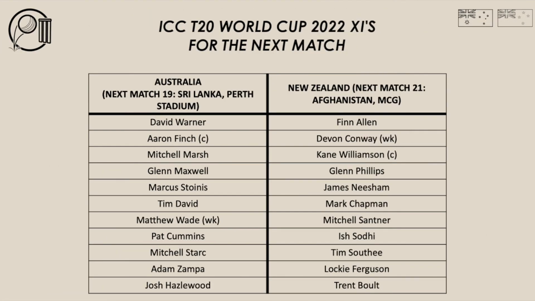Let's preview Australia and New Zealand's next matches of this ICC T20 World Cup for 2022 and talk about the potential 11s for both teams. We'll start with Australia. Their next match is against Sri Lanka. That will be at the Perth Stadium on October the 25th. And it's going to be a very important game for Australia. They have to win to bounce back after this disappointing result against New Zealand here at the SCG. So that game against Sri Lanka in Perth will be their next match.